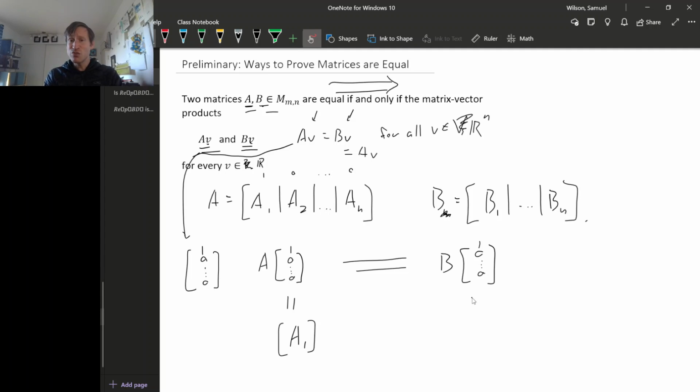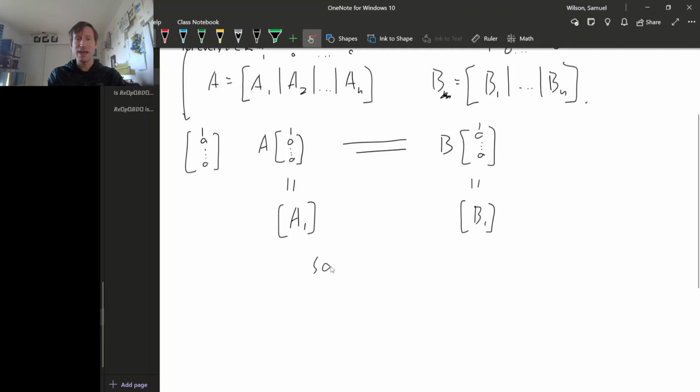Well, the same thing goes for B, right? When you do this matrix vector product, the zeros kill off all the contribution from the other columns, and you just get the first column. And so you get a single column whose entries are the same as the first column of the matrix B. But looking at this chain of equalities, this means that A1 is equal to B1. So these matrices actually have the same first column.